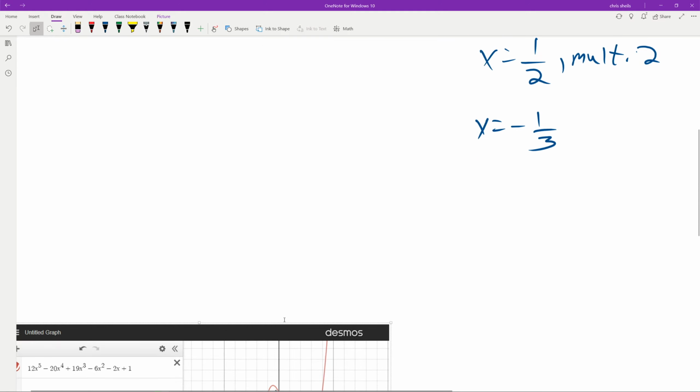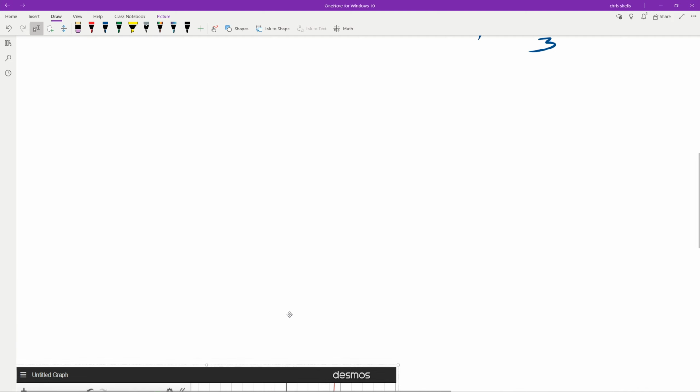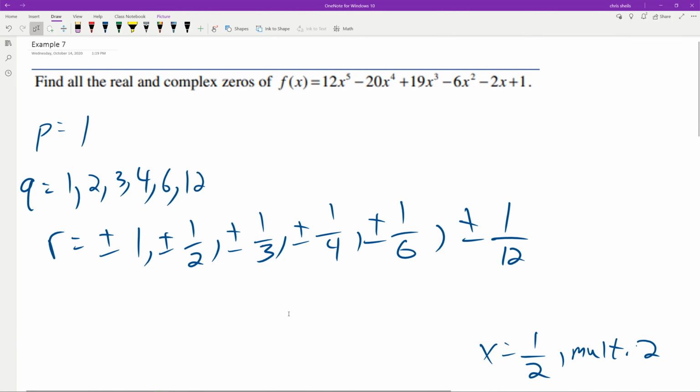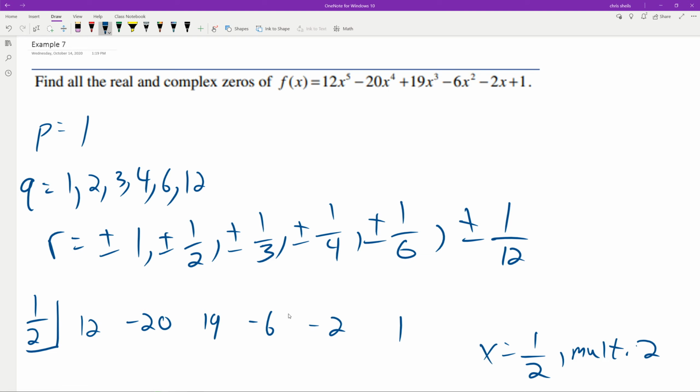So I need to grab that polynomial and I need to set up some polynomial division. Let's see. I'm going to put 1/2 in the box. We're going to divide by this one twice since we think it has multiplicity 2. My coefficients here are 12, negative 20, 19, negative 6, negative 2, and 1.